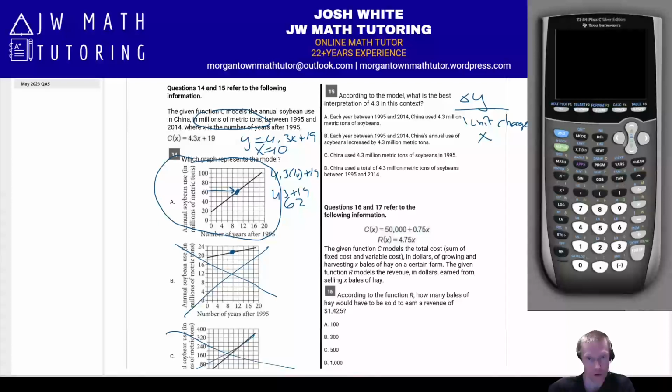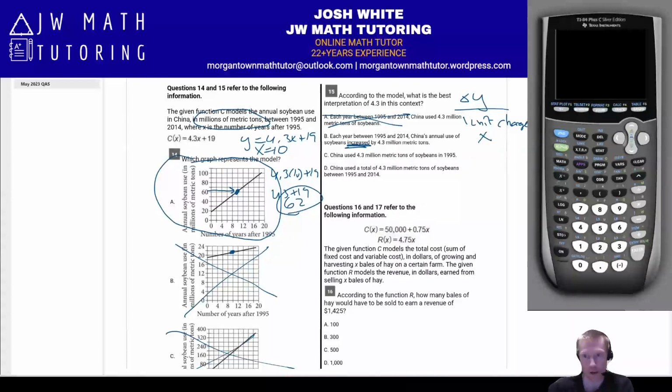No, that's not true. We just saw that in year 10, which I guess would be 2005, they used 62 million metric tons. Again, this slope represents the change, an increase or a decrease. In this problem, it's an increase. I guess we'll go to B next because this is the correct answer. Each year, China's annual use of soybeans increased. This is the key: increased by 4.3 million metric tons.